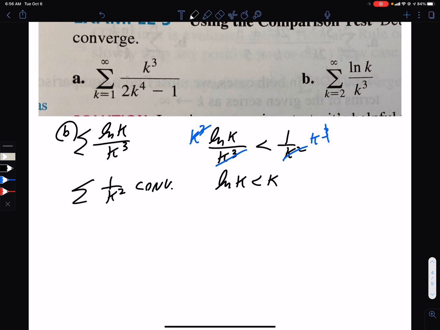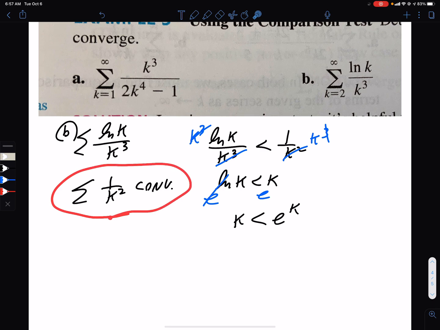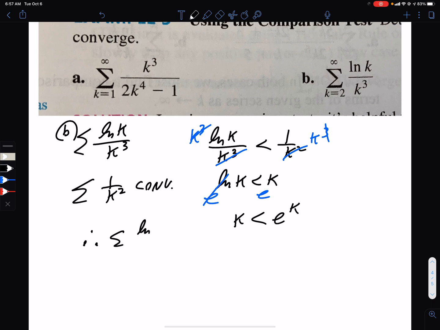Is that true? How do you get rid of ln? You e both sides. Those cancel, and we end up with k is less than e to the k. Is that true? Yeah. This is exponential. This is linear. Exponential is definitely bigger. So that is true. So we have proved what we wanted to. We have shown we have a known convergent series, and we've proven an unknown smaller than our known. So our conclusion is, therefore, our unknown series also converges. All right, so that worked out nicely.